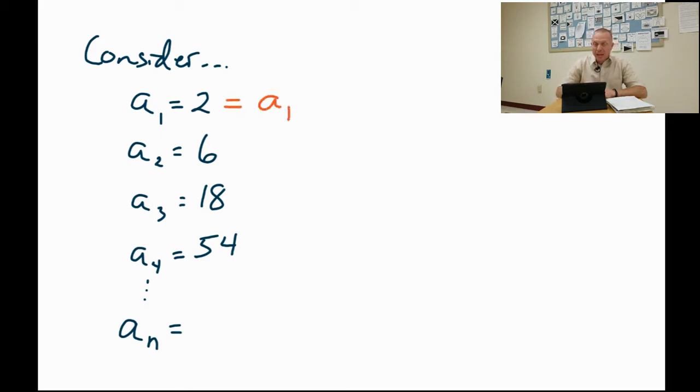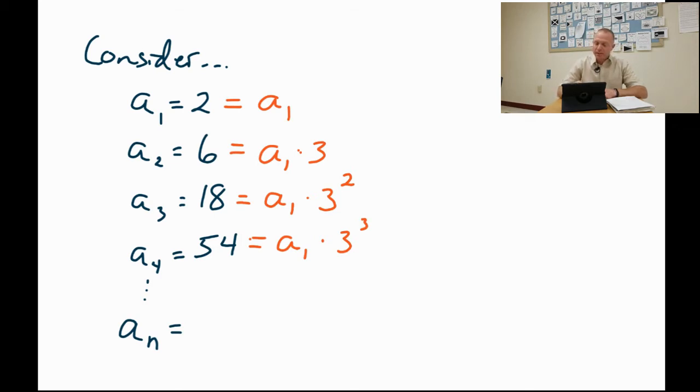Now, how does 2 relate to the first term? It's the first term. It's a sub 1. How does 6 relate to the first term? Well, it's the first term times that common ratio. How about the third term? How does it relate to the first term? Well, it's the first term times how many common ratios? Times another one, right? Times 2 common ratios, otherwise known as 3 squared. Are you catching on? The fourth term would be the first term times how many common ratios? Well, times 3.